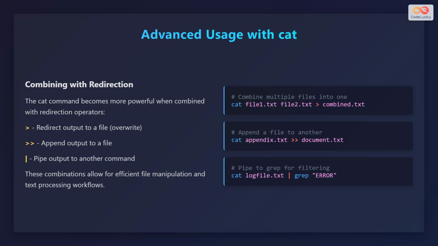For example, to combine multiple files into one, use the command cat file1.txt file2.txt greater than combine.txt. To append a file to another, use the command cat appendix.txt double greater than document.txt. To pipe to grep for filtering, use the command cat logfile.txt pipe grep error.